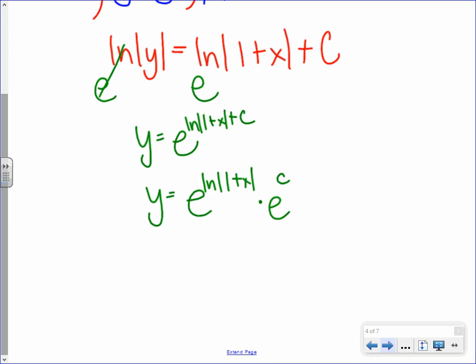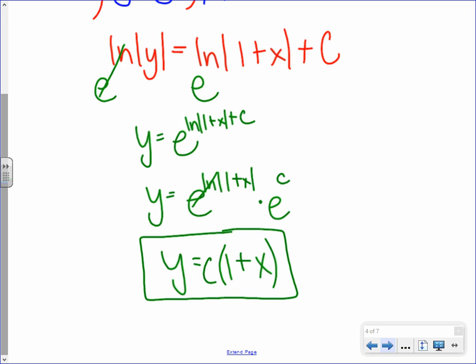Well, now we can do e to the natural log cancels out. Do you agree? Okay? And e to a constant is still going to be a constant. Not the same constant as up here, but e, a constant raised to a constant power, is still going to be a constant. So we can just write it as some constant times 1 plus x.